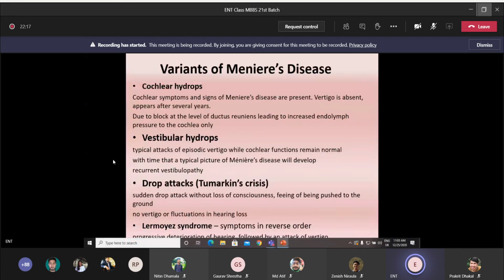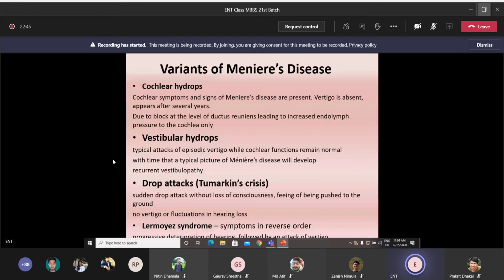So what happens? This happens due to a block at the level of the ductus reuniens, leading to increased endolymphatic pressure to the cochlea only. Whereas in vestibular hydrops, there's a typical attack of episodic vertigo, while cochlear function remains normal. With time, a typical picture of Meniere's disease will develop from a recurrent vestibulopathy.